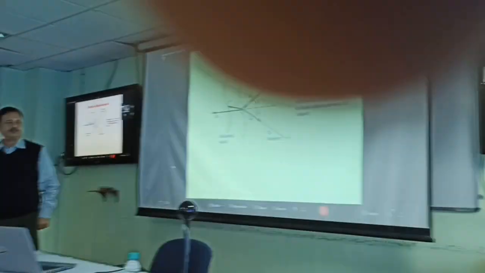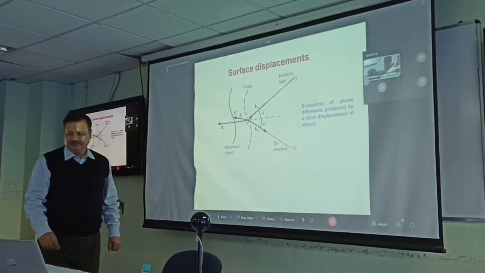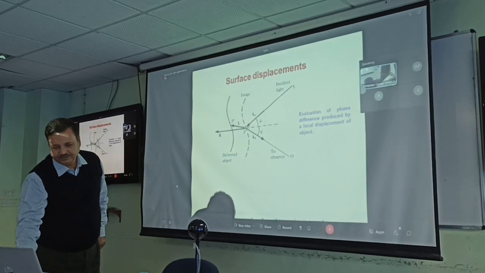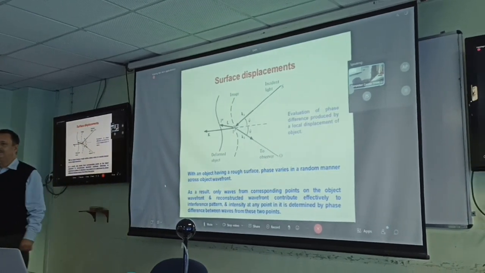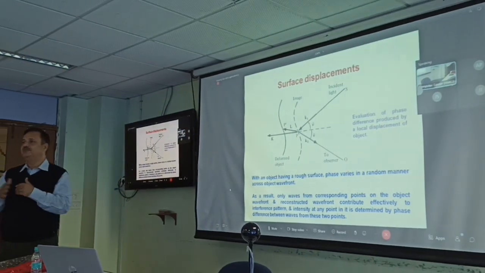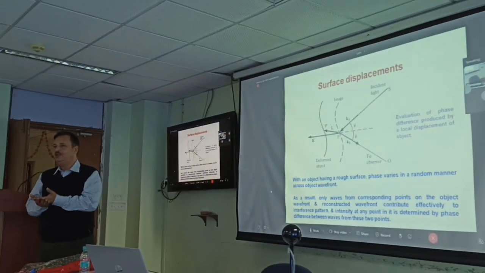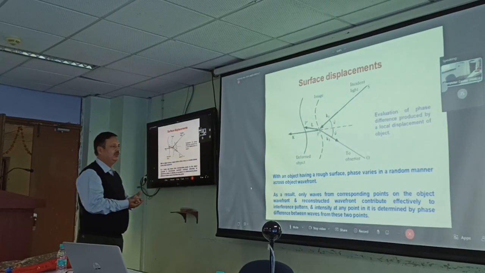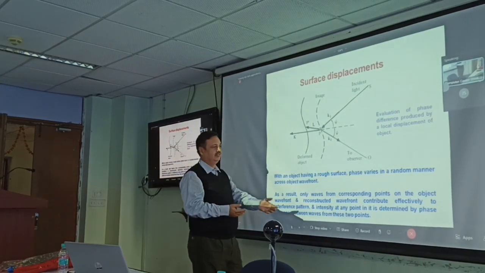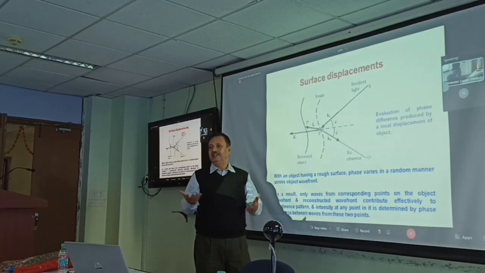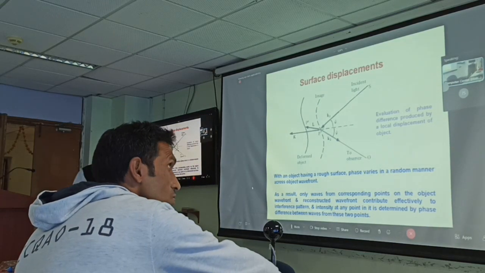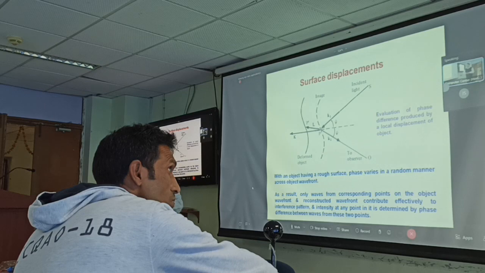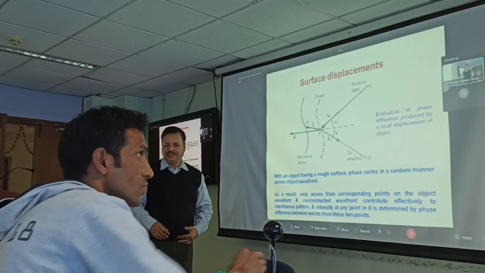Displacement of the object. So what do we do? With an object having a rough surface, the moment you shine light, it gives you a random phase variation. It moves in a random manner across the object wavefront. As a result, you will have the corresponding points on the object wavefront, and then you can reconstruct them.